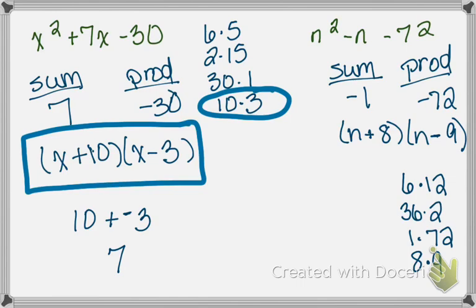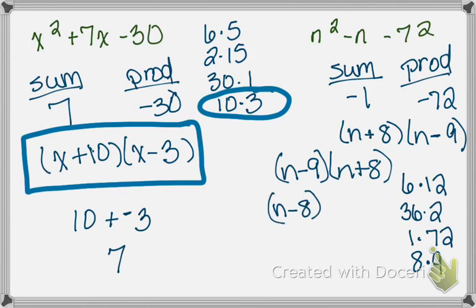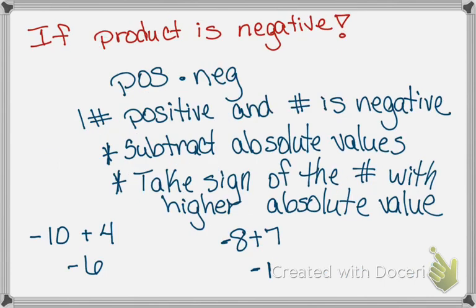Okay? What if you wrote it like this? What if you wrote n minus 9, n plus 8? Is that okay? Yes, it is. What if I wrote n minus 8, n plus 9? Is that okay? No, this is not, because that is different values. Good job.